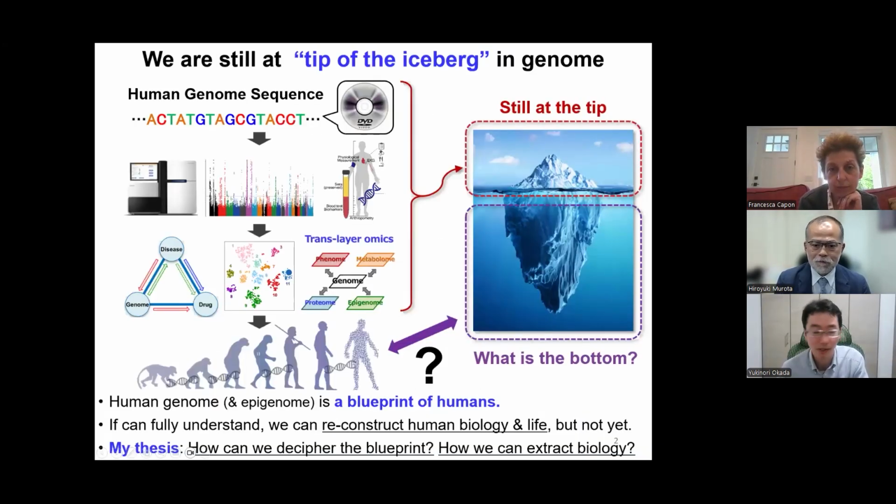So first, maybe the human genome sequence is the blueprint of humans, which defines ourselves, our diversity, and also our biology. If you can fully understand the meaning of your genome sequence, you can reconstruct yourself and everything. Because of the development of new technologies, we are now in a very nice era to go from the tip of the iceberg to the bottom of the iceberg.